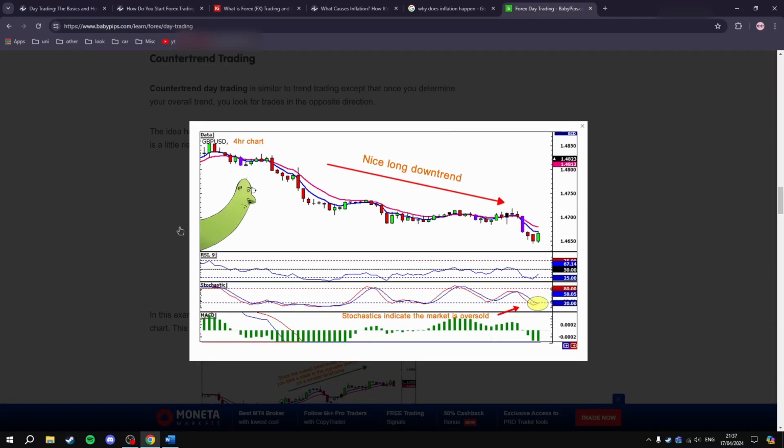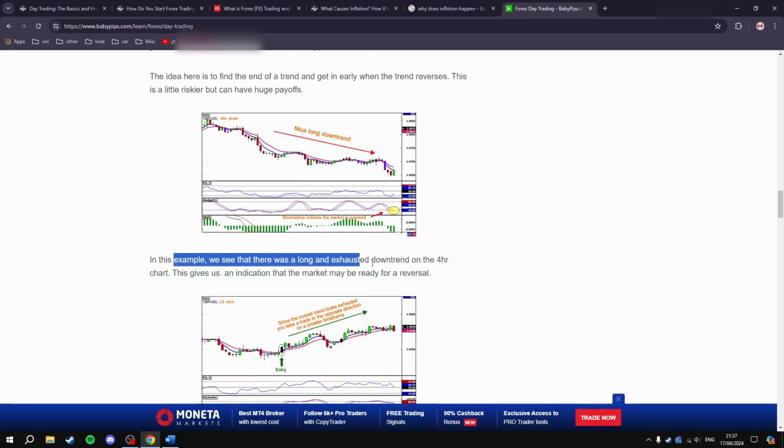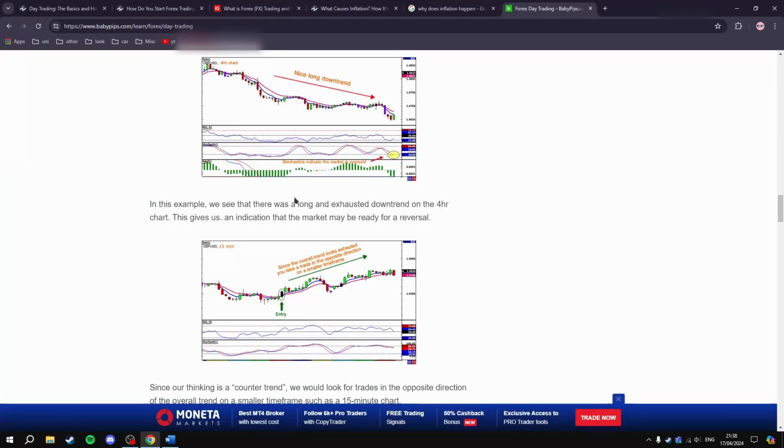So we've got the 4-hour chart here again. Nice long downtrend. Boom, boom, boom. Stochastics indicate the market is oversold, so it could be due for a reversal. In this example, we see that there was a long and exhausted downtrend on the 4-hour chart. This gives us an indication that the market may be ready for reversal. So that was where the stochastics was pointing at, I'm assuming.